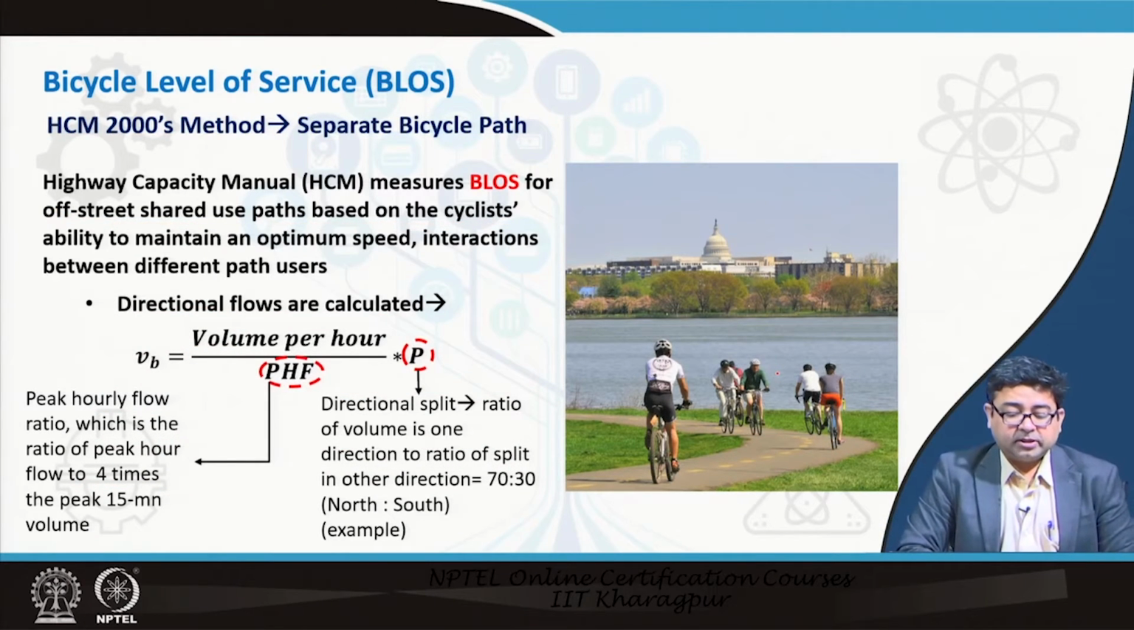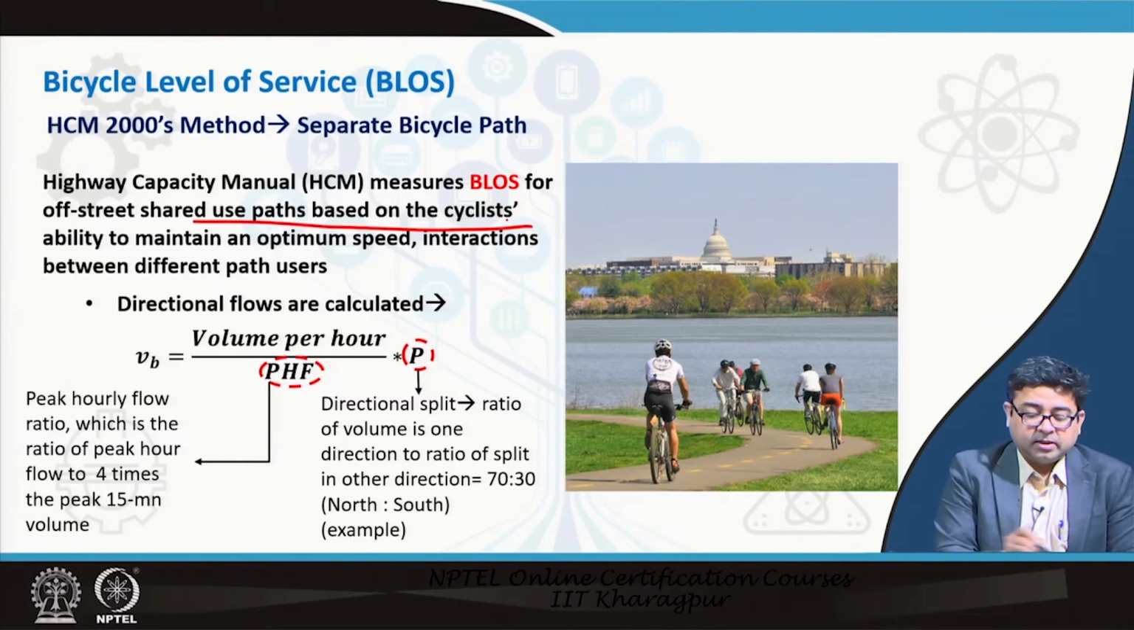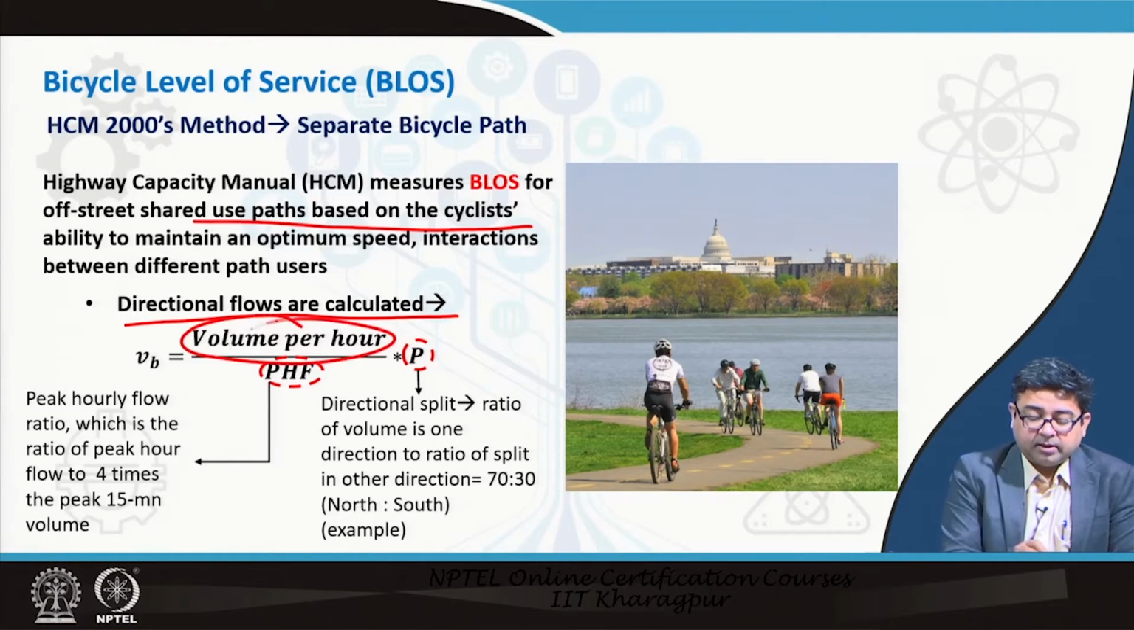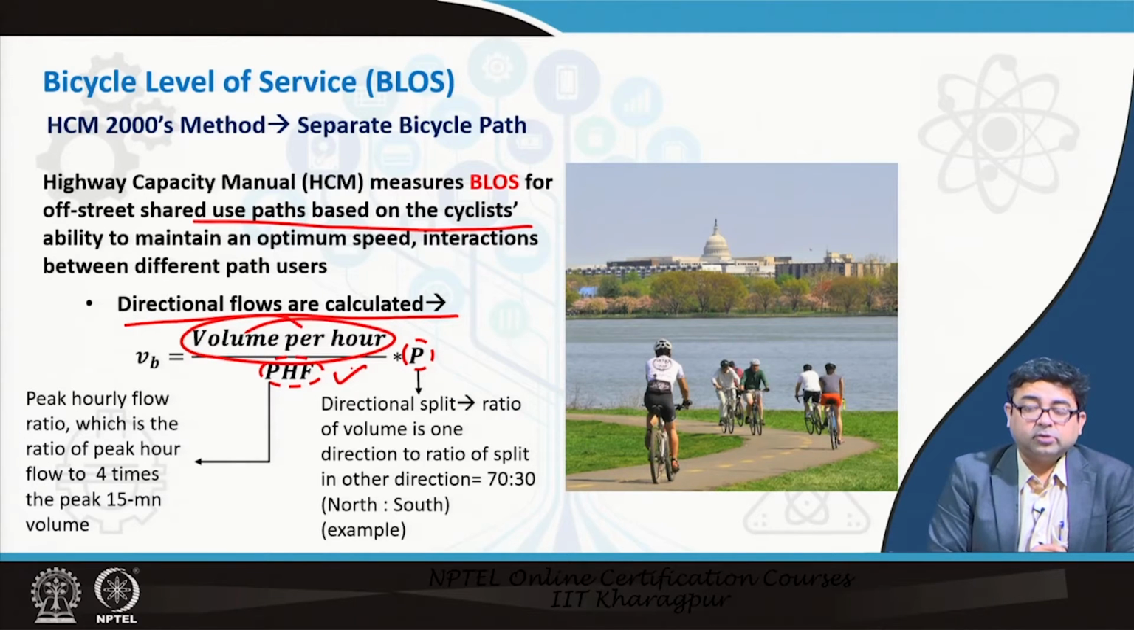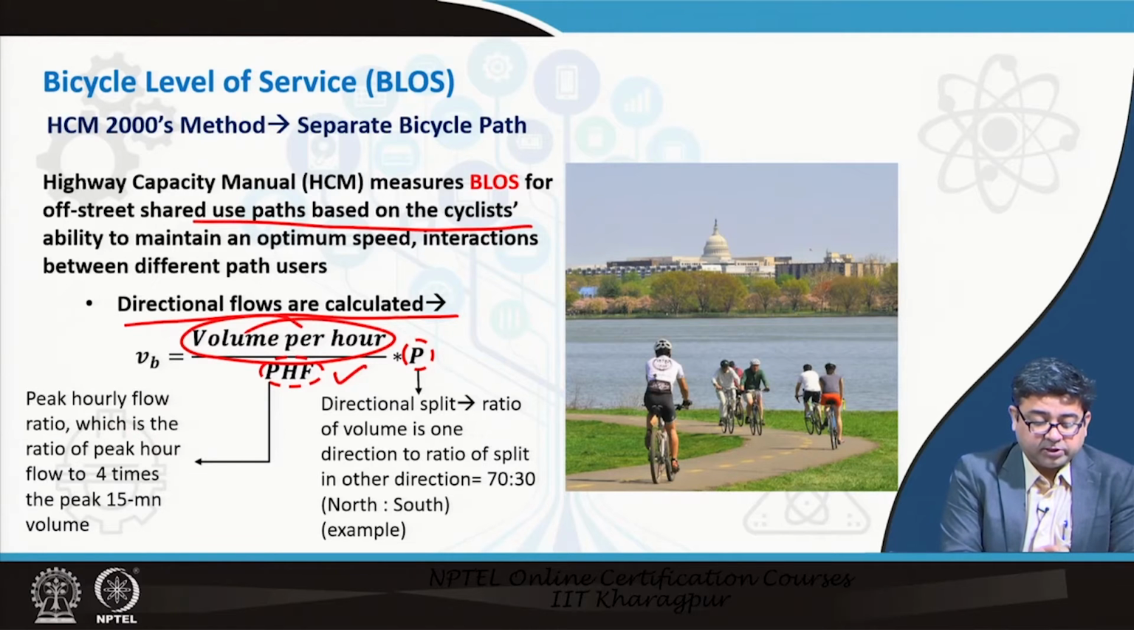So, in measuring the bicycle level of service for off street shared use paths, the first step in this method is to determine the directional flows. The directional flows are nothing but volume per hour divided by the peak hour factor, right. We have already told you what the peak hour factor is. Peak hour factor is the ratio of the peak hour flow to 4 times the peak 15-minute volume, right.